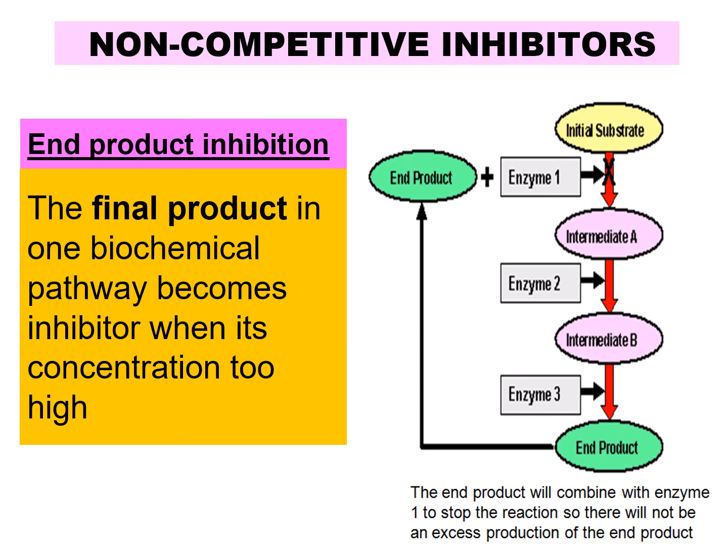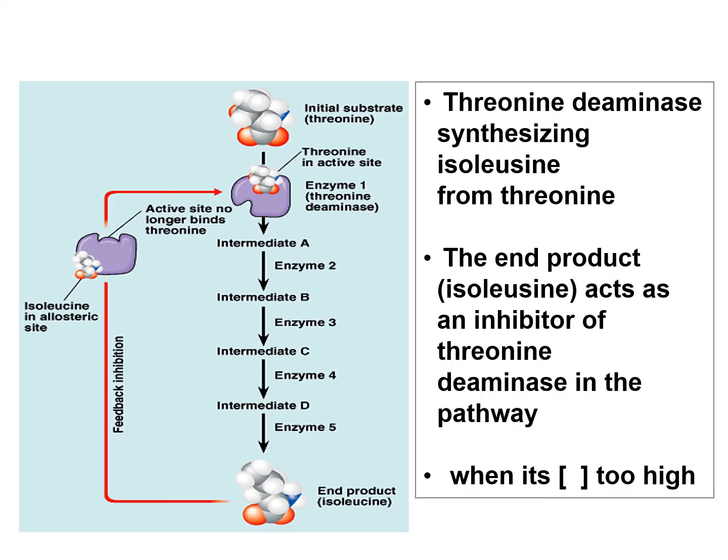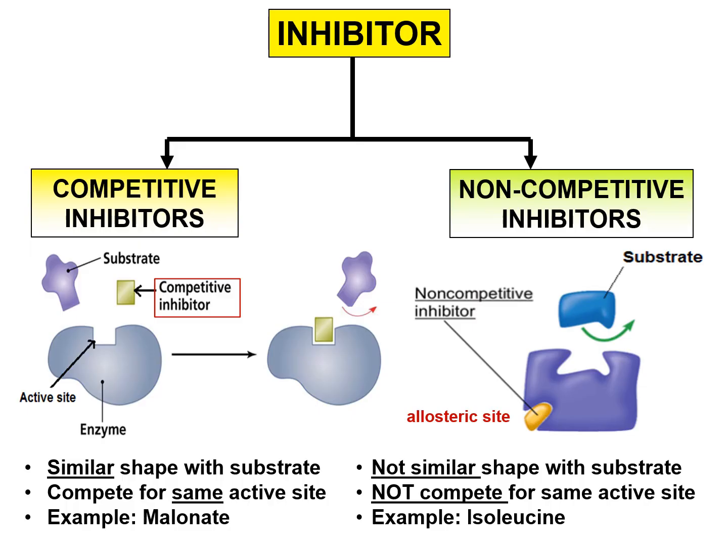An example of non-competitive inhibition is also when the end product becomes the inhibitor when its concentration is too high. This is a mechanism that regulates the process. Threonine deaminase synthesizes isoleucine from threonine. The end product, isoleucine, will then act as an inhibitor to the enzyme itself when the concentration is too high.